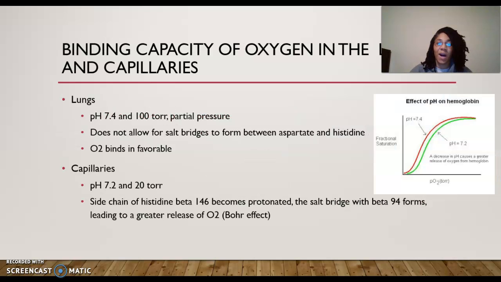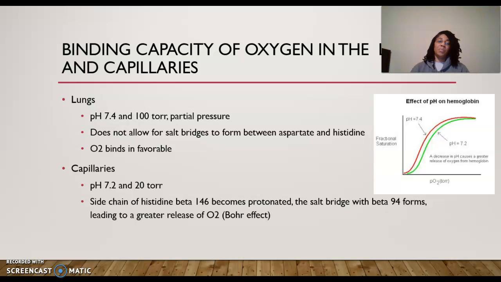So, binding capacity of oxygen in the lungs and capillaries. In the lungs, the pH level is 7.4 and the partial pressure is 100 torr. It does not allow for salt bridges to form between the aspartate and the histidine, which makes oxygen binding more favorable.